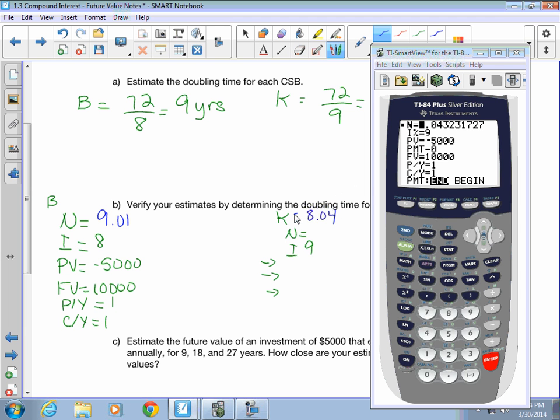So it says estimate the future values of an investment of $5,000 that earns 8% compounded annually for 9, 18, and 27 years. How close are your estimates to the actual future values? Okay, so we're taking 5,000 and we want it to be 10,000.